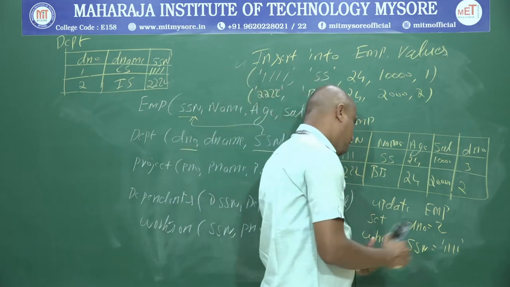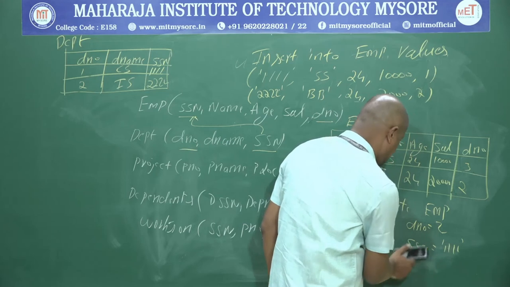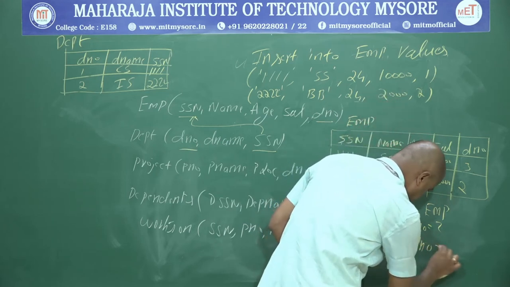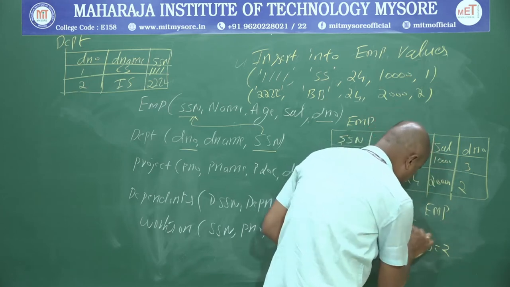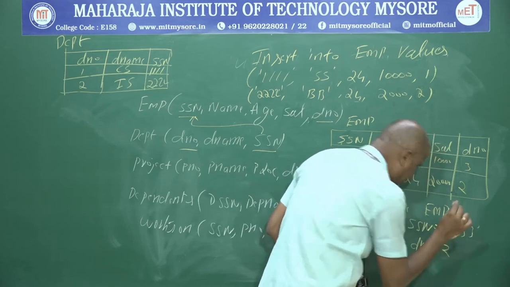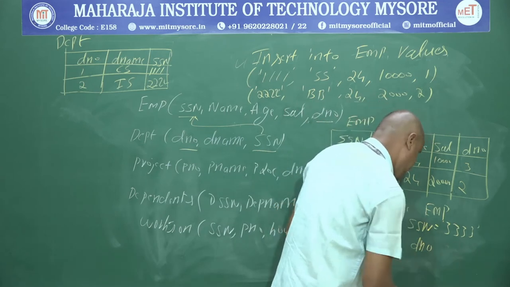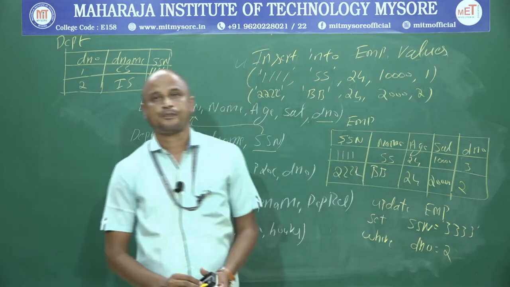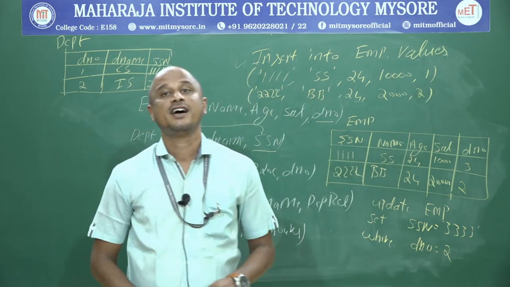Okay, so now we will try another constraint that has to be followed. So I will change the SSN. Update set SSN to 333, where department number is equal to 2. Wherever you find department number is equal to 2, change the SSN.